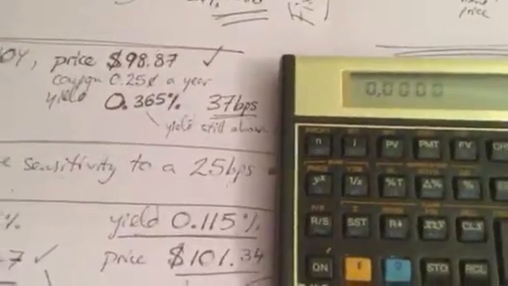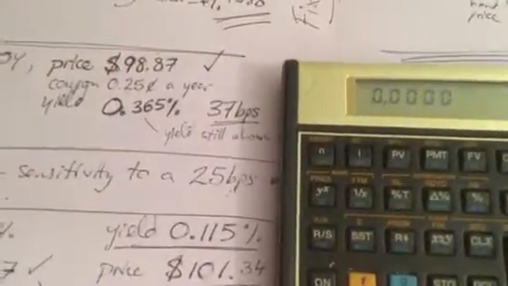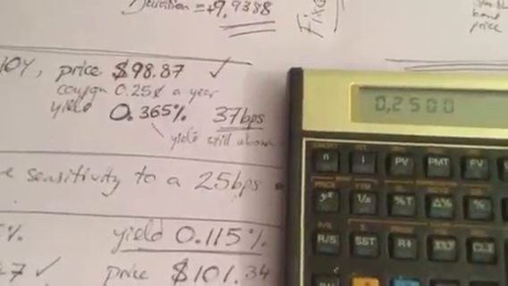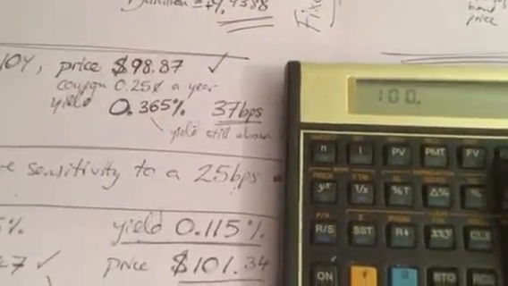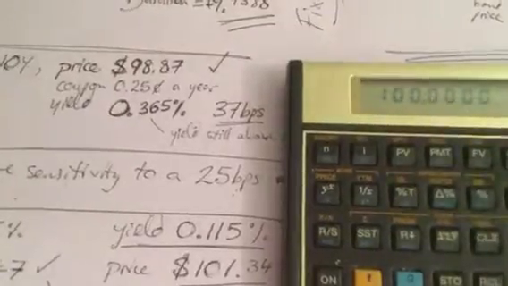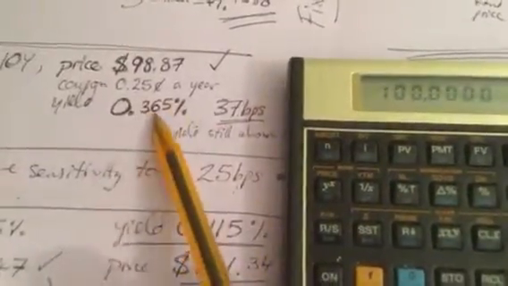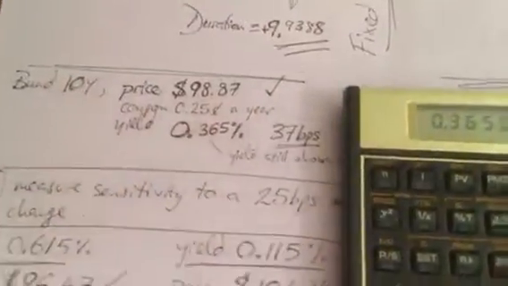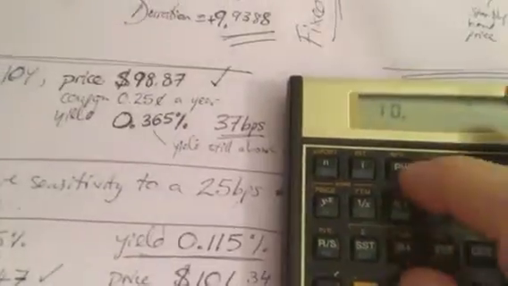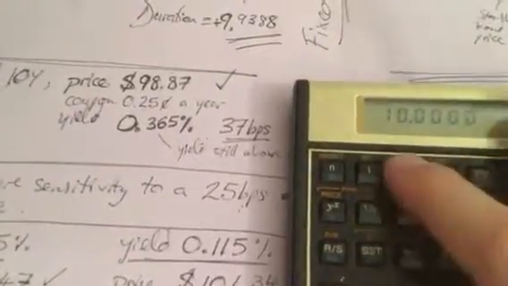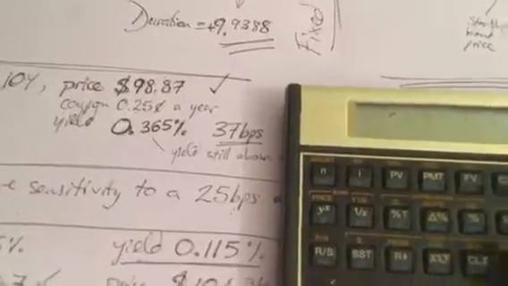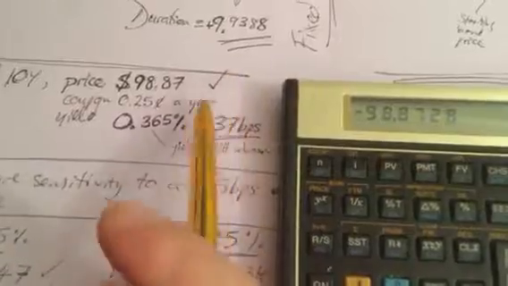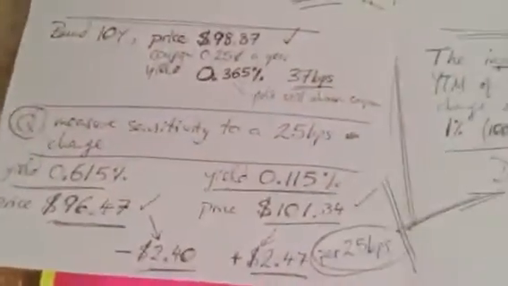So let's calculate the market price today. If the coupon is 25 cents per year, the final maturity value is going to be $100. The interest rate, well, it's the current yield, is 0.365%, and the number of years to maturity is a 10-year bond. Okay, calculate the current value in the market. So it should be $98.87. So this is correct.